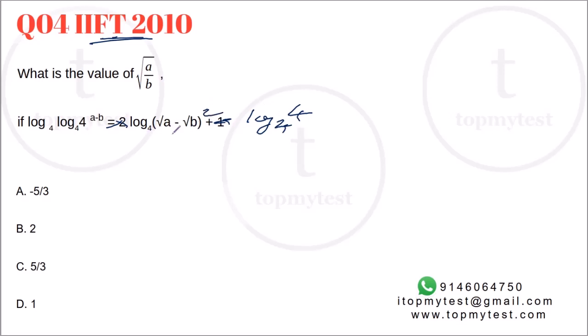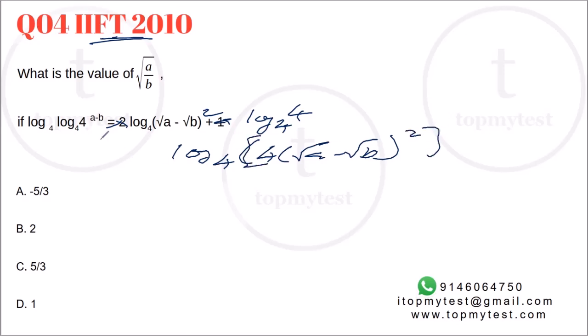So we can now use log a plus log b equals log of a into b if the bases are same. So your right hand side will become log to the base 4 of 4 into root a minus root b whole square. Right, so take the outer log out. Right, now if you resolve the left side, this will be a minus b, log of 4 to the power a minus b to the base 4. Now log of 4 to the base 4 will be 1, right? So your left hand side will leave you with only a minus b.